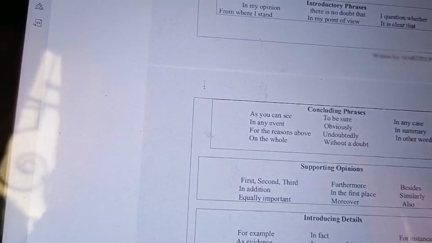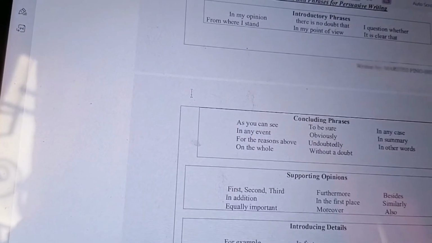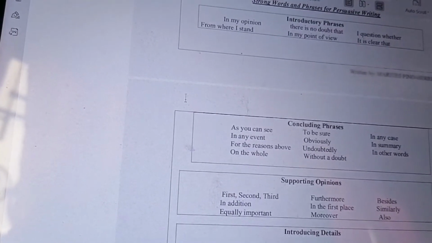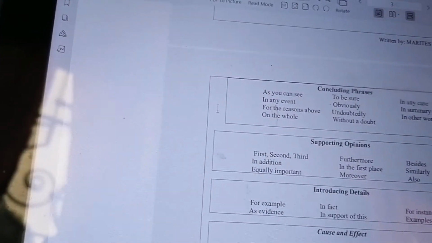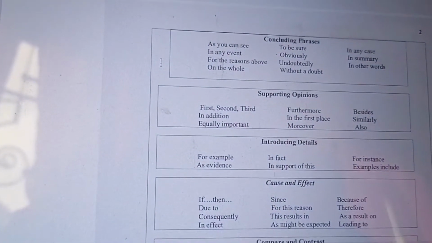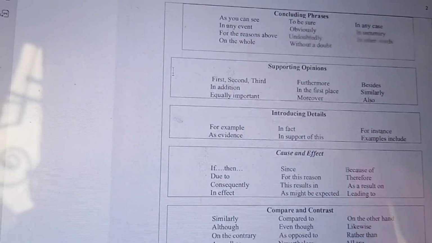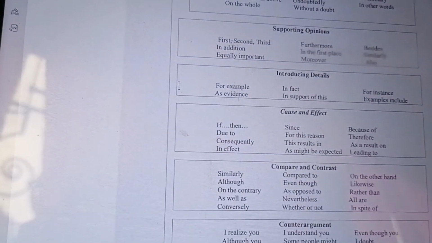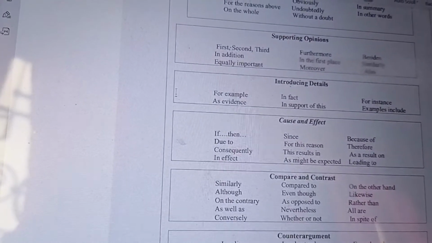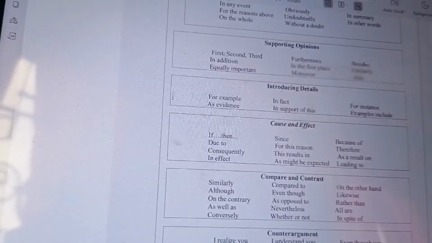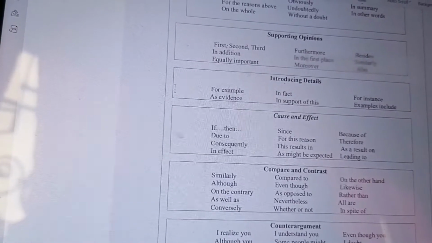And then for supporting opinions: first, second, third, in addition, equally important, furthermore, in the first place, moreover, besides, similarly, also. For introducing details, you have, for example, as evidence, in fact, in support of this, for instance, examples include. Cause and effect: you have if, then, due to, consequently. Then compare and contrast: similarly, although, on the contrary, compared to. Counter argument: I realize, you, although you, I question, I understand.